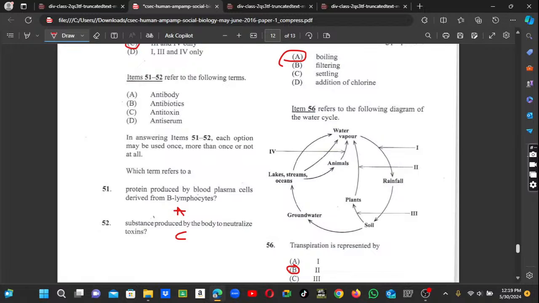Number 52 says substance produced by the body to neutralize the toxin.